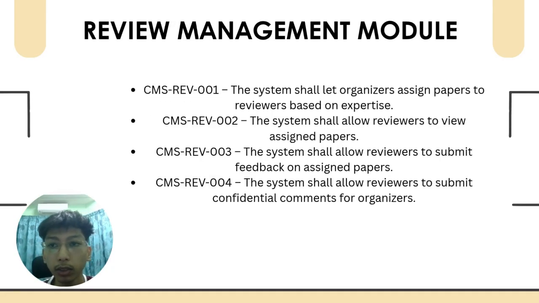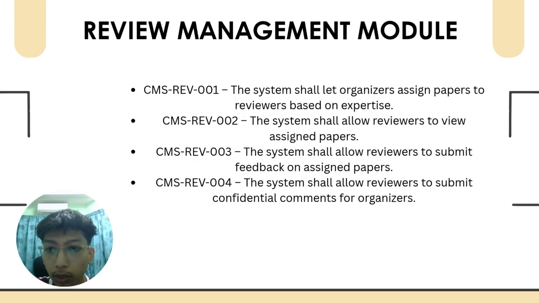So next, review management module. This is an example of one of our functional requirements. Okay, let's take a closer look. The first requirement is CMS Ref 001. The system shall let organizer assign papers to reviewer based on expertise. So this allows the organizer to assign paper to reviewer based on their area of expertise.